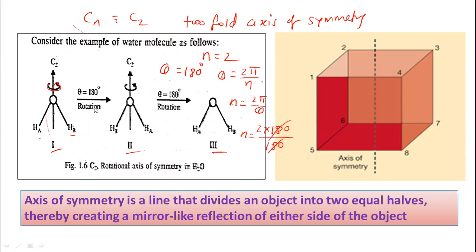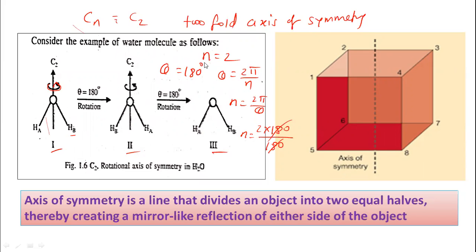It means that when we rotate the water molecule 2 times, we get the identical configuration. So in these 3 structures, the first and third one are the same. So the order of the axis is C2. It means the water molecule has a two-fold axis of symmetry.